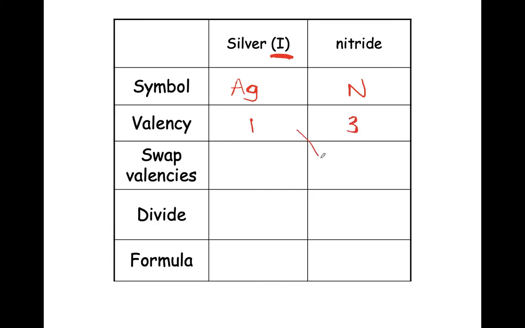We then, as normal, swap the valencies around. So the 3 comes under silver, the 1 under nitrogen. 3 and 1 cannot be divided to make them any smaller, which means our formula then is Ag3N. Feel free to pause the video and make a note of this example, and then we can move on to the next one.